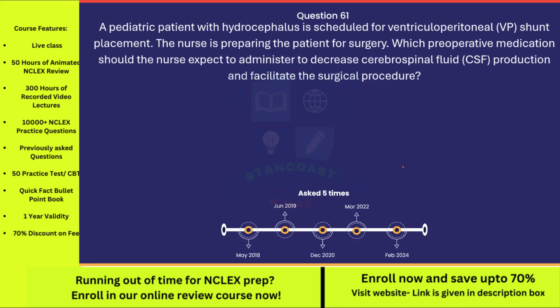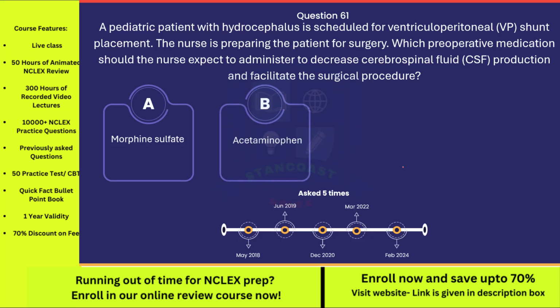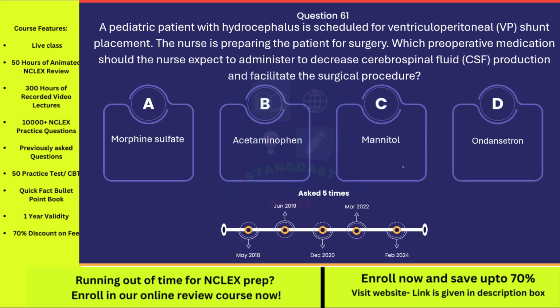A pediatric patient with hydrocephalus is scheduled for ventriculoperitoneal, VP, shunt placement. The nurse is preparing the patient for surgery. Which preoperative medication should the nurse expect to administer to decrease cerebrospinal fluid, CSF production, and facilitate the surgical procedure? A. Morphine sulfate. B. Acetaminophen. C. Mannitol. D. Ondansetron. The correct answer is C.